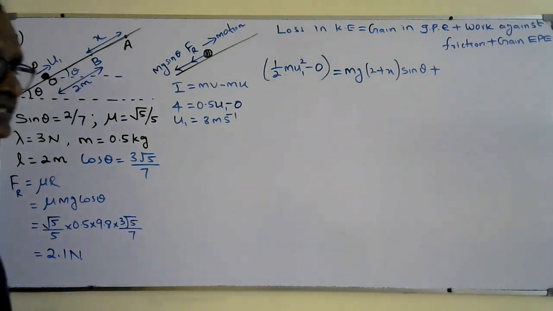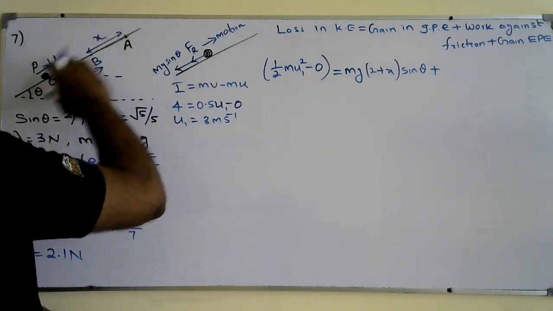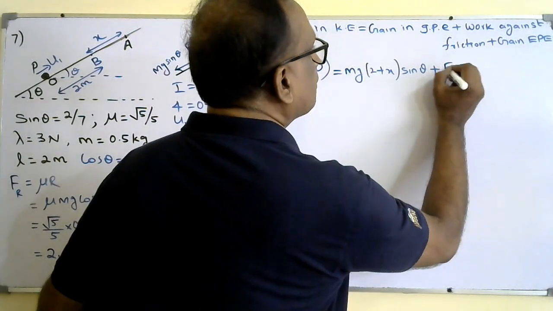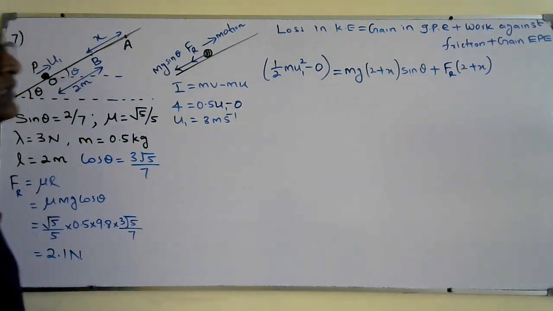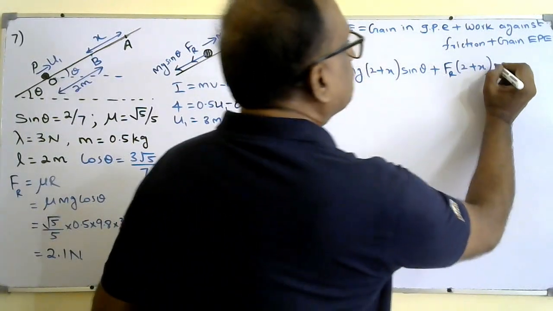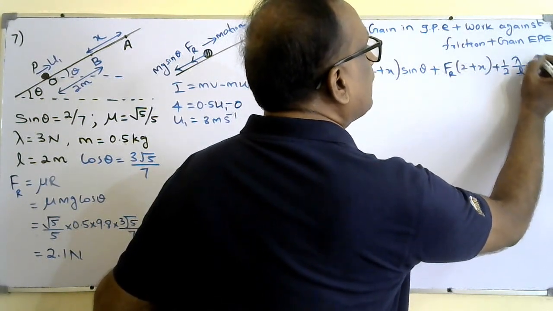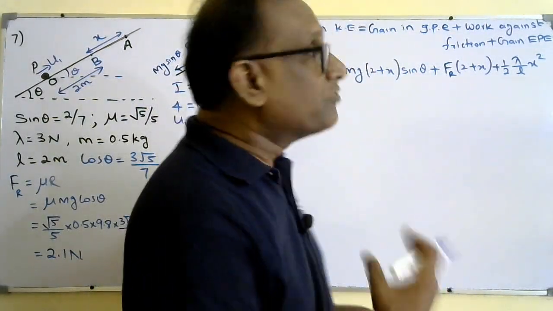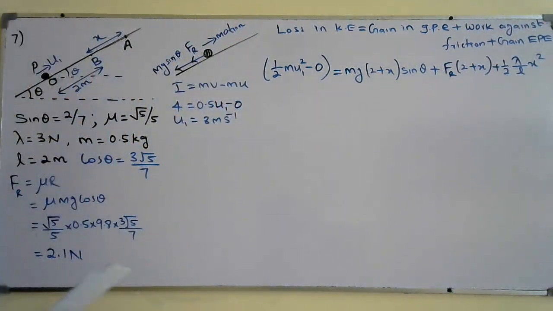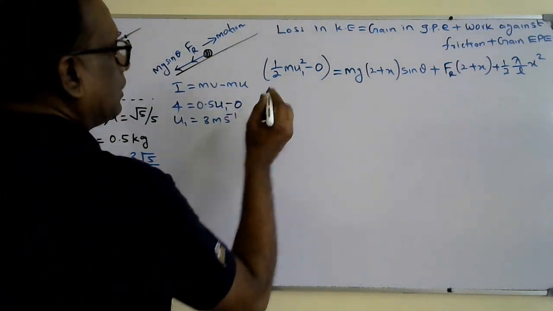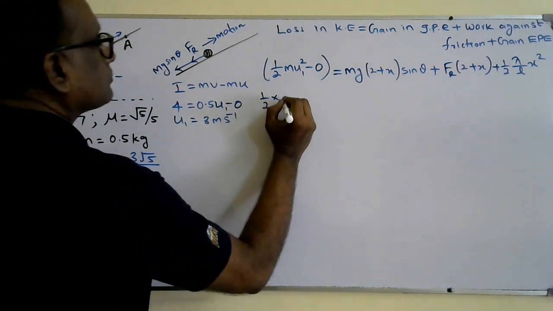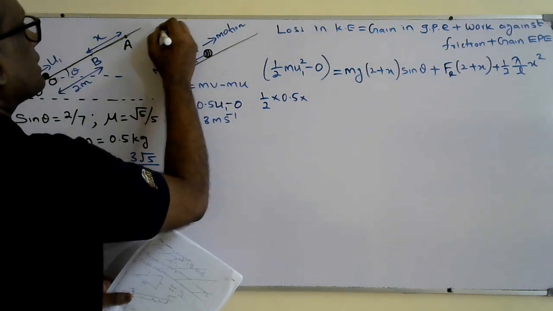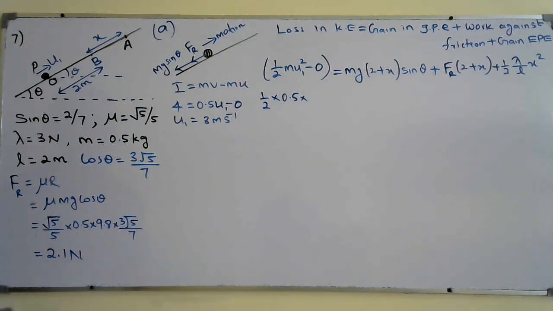Work done against friction means friction force times distance moved. Throughout the motion the same friction is acting, so the friction force we found is 2.1, times the distance moved from O to A, which is 2 plus x. Gain in elastic potential energy happens beyond B, that is half lambda over L x squared. We know all the quantities except x. Substitute and you will get x. Simple if you follow. This equation is based on physics principles. Now, half into mass 0.5 into u1 squared. I'm doing the first method, answering part A; the second method I'll do using Newton's second law. So half into 0.5 into u1 squared, that is 8 squared.